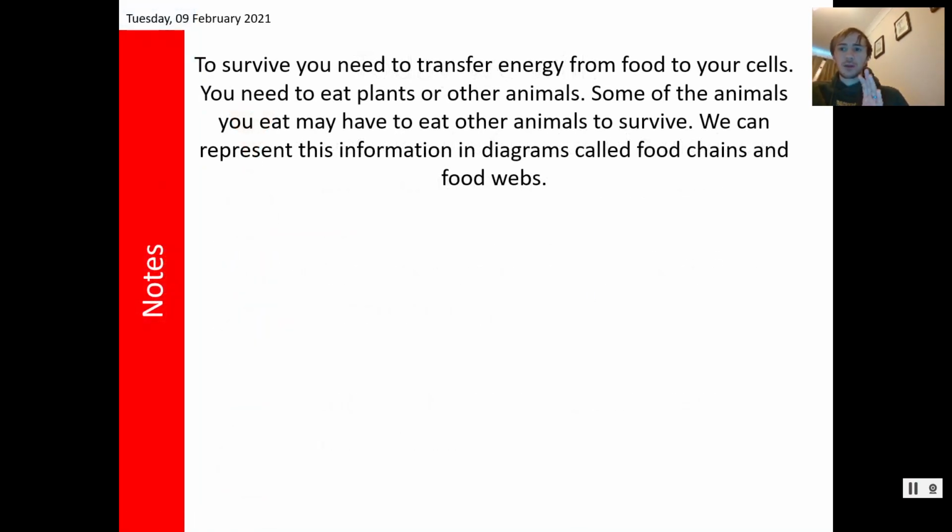So, first things first, in order to survive, you have to transfer energy to your cells. Now, for animals, that will involve eating plants or other animals. For plants, obviously, they can do photosynthesis. For animals, that is not an option. Now, some of the animals you eat obviously have to have eaten other animals in order to survive. And we're going to learn very briefly how to organize that information into food chains and food webs.